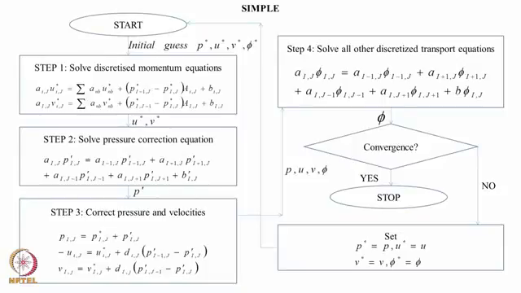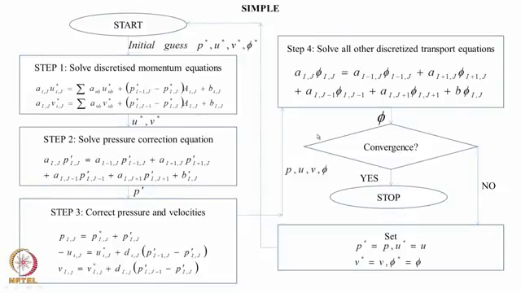If not, whatever velocity and pressure that is obtained in this step is now used as a guess pressure and guess velocity for the next iteration, and that is what is shown in this. Set p star as p, u star as u, v star as v, and phi star as phi. So, these values are obtained from the iterated solution, and if it is not satisfying continuity, they are reset to the guessed value and the procedure repeats, and you can see here, go back and repeat the procedure.